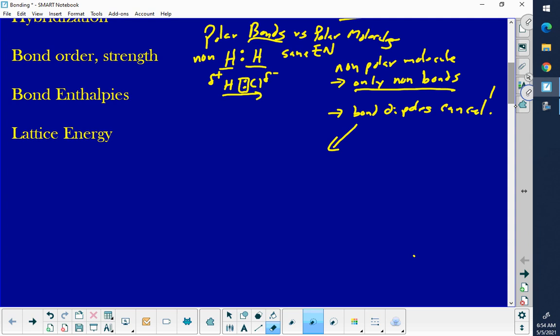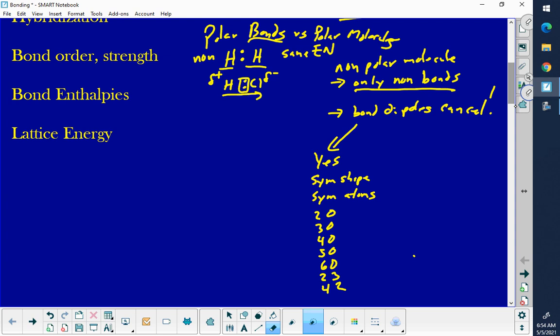When will I get cancellation? My bond dipoles will cancel if I have a symmetric shape and symmetrical atoms around my central atom. So what are my symmetrical shapes? 2-0, 3-0, 4-0, 5-0, 6-0. The other linear ones, 2-3, and then 4-2. Those are my symmetric shapes.